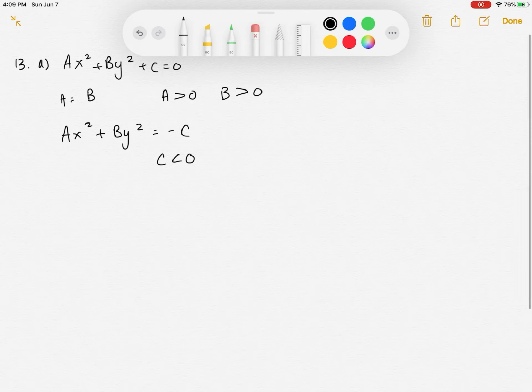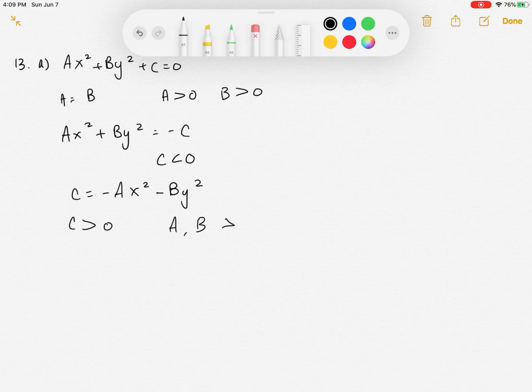Or if you put it another way, where C stays and it turns into negative ax squared minus by squared, then C has to be greater than 0, and A and B must be less than 0, and they still have to be equal.